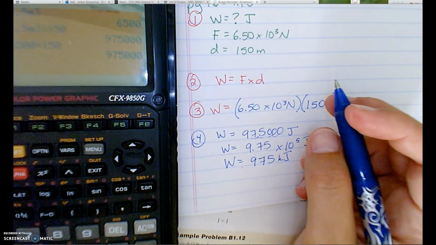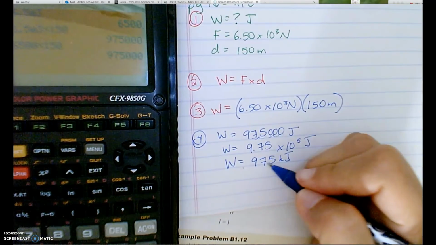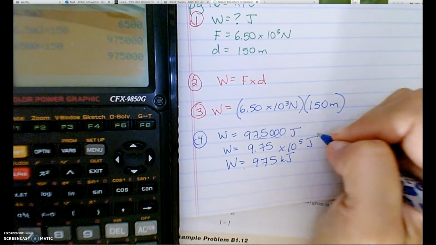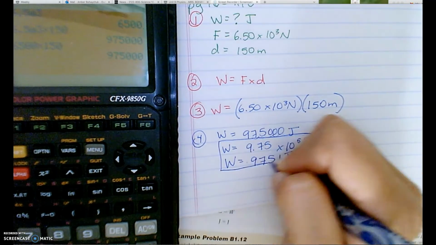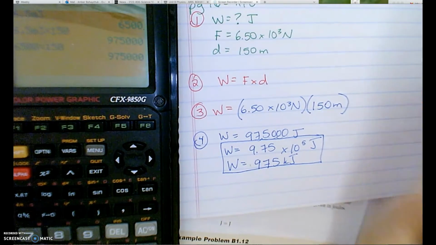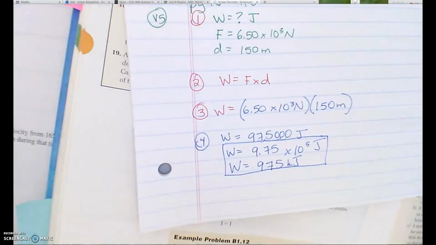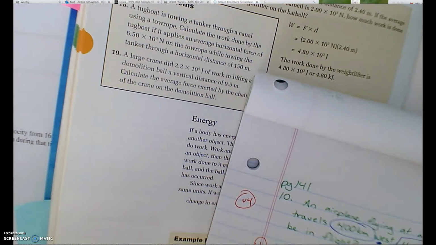Okay, and let's check significant digits. 1, 2, 3, 1, 2, 3, 1, 2, 3, 1, 2, 3. We're good. So either this or this would be a good answer. Usually I don't like squishing things on one paper, so I won't. Okay, let's move on to number 19.